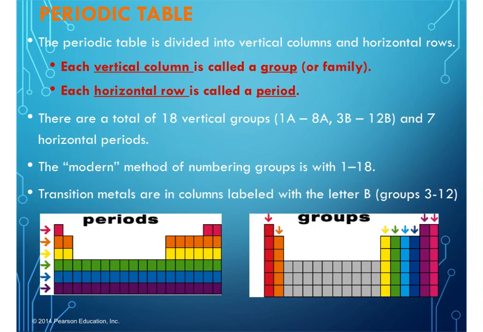Onward to organization of the periodic table. Each vertical column is called a group or a family. Each row in the periodic table is called a period. There are a total of 18 groups, and the numbering, we'll talk about a little bit later. There are two different numbering systems that you can notice, and the original one was an AB system, and the more recent one just numbers them sequentially from 1 through 18, but I'll mention that later.